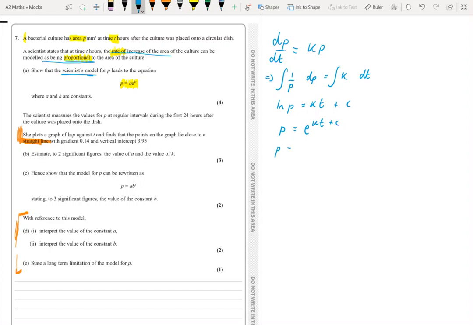And remember how that breaks up. It's e to the kt multiplied by e to the c. And we can rebrand e to the c as a new letter, a. So p equals a multiplied by e to the kt. And that is as required. So the first part of that was taking a rate, a model, which is a differential equation, and integrating it to get that exponential equation.